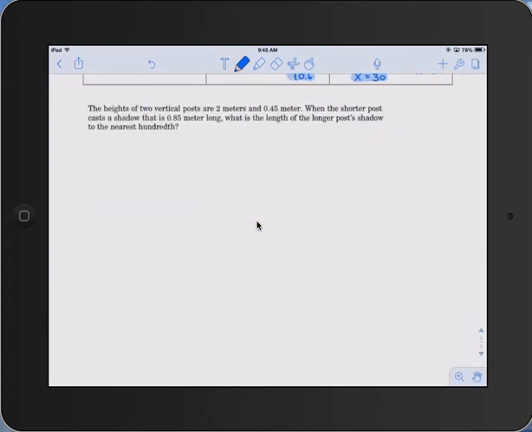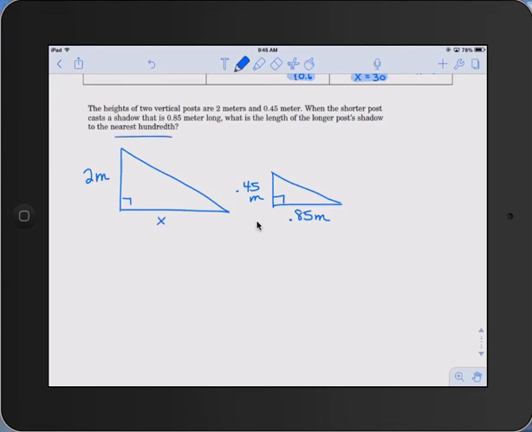Okay, and then the last problem: the height of two vertical posts are 2 meters and 0.45 meters. So I'm going to draw two triangles. 2 meters is the big one. 0.45 meters is the short one. Okay, when the shorter post casts a shadow that is 0.85 meters long, what is the length of the longer post shadow to the nearest hundredth?